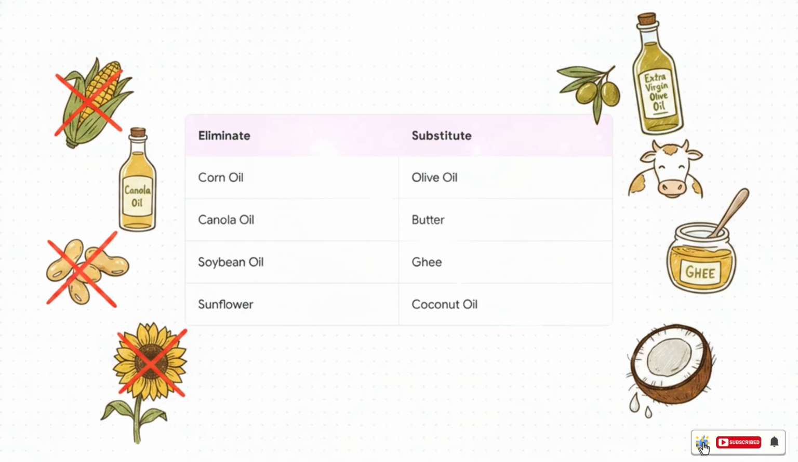What do you use instead? Well, for low heat, grab some extra virgin olive oil. For higher heat cooking, you want to rely on stable, historically safe, saturated fats. Real butter, ghee, or coconut oil. These are the fats that resist oxidation and protect your cellular membranes.